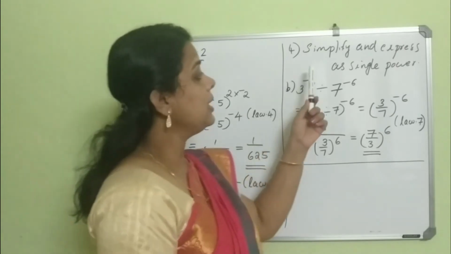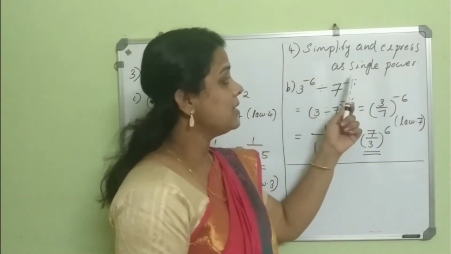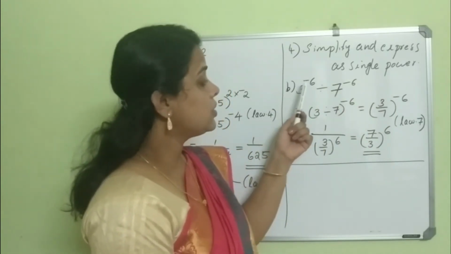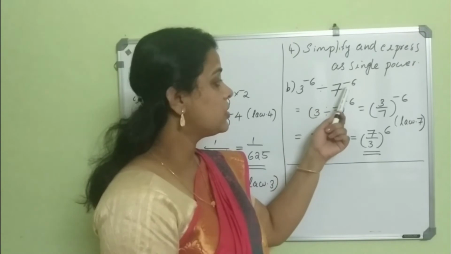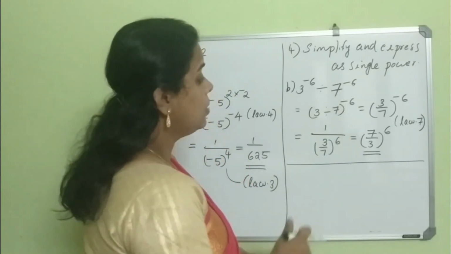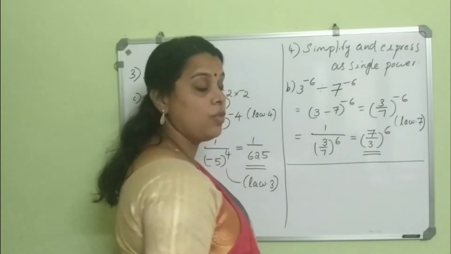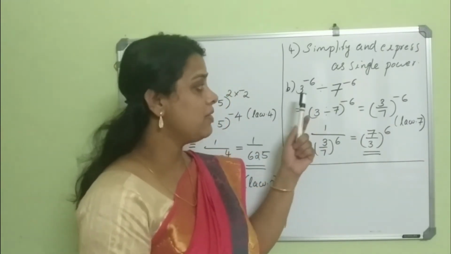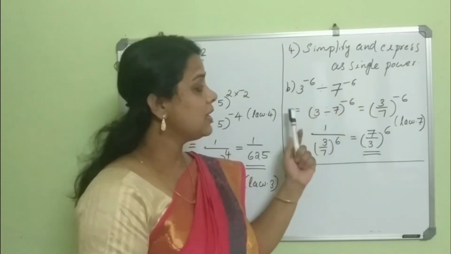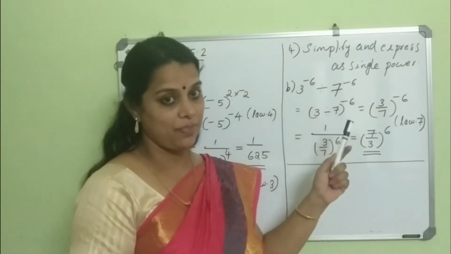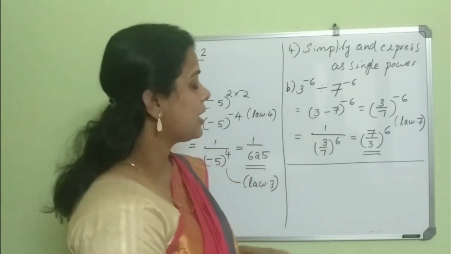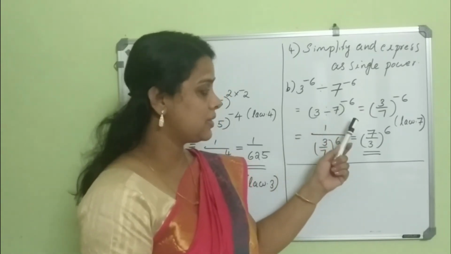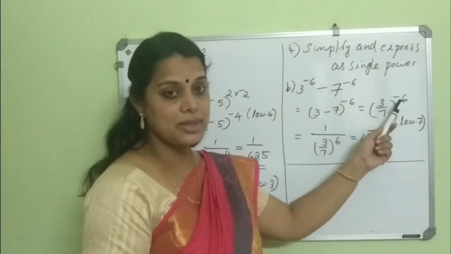Next, fourth main, simplify and express as a single power. So the question B, that is 3 raised to minus 6 divided by 7 raised to minus 6. Using the law of 7, what is the law of 7? x raised to a divided by y raised to a is equal to x by y raised to a. Using the law 7, we can write 3 divided by 7 raised to minus 6. That is equal to 3 by 7 raised to minus 6.